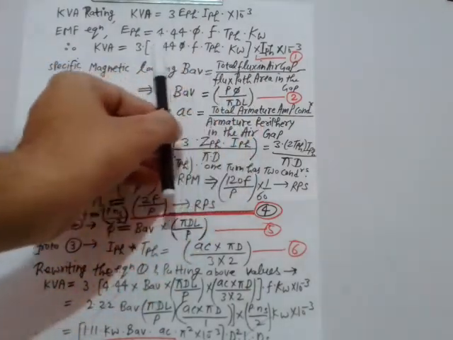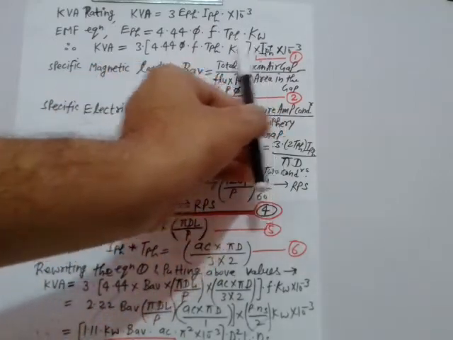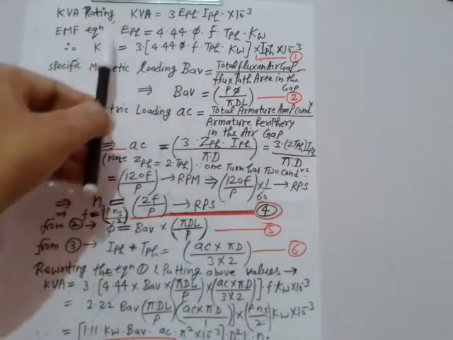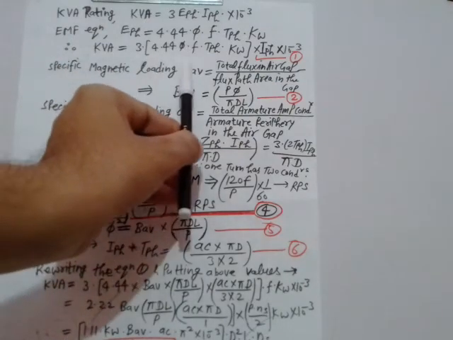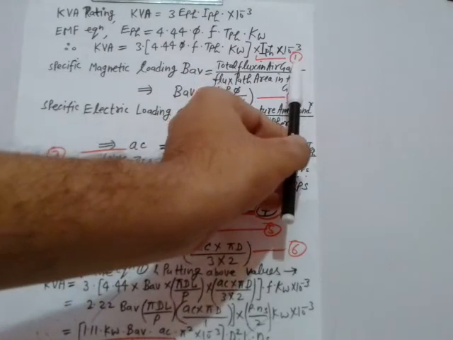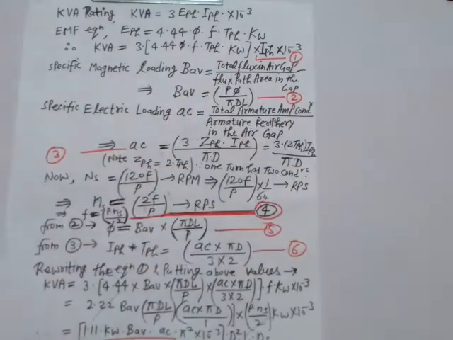put this whole value of EPH into our equation of kVA. When you put this, you will get 3 into 4.44 phi F TPH kW into IPH into 10 to the power minus 3. Suppose this is equation number 1, right?